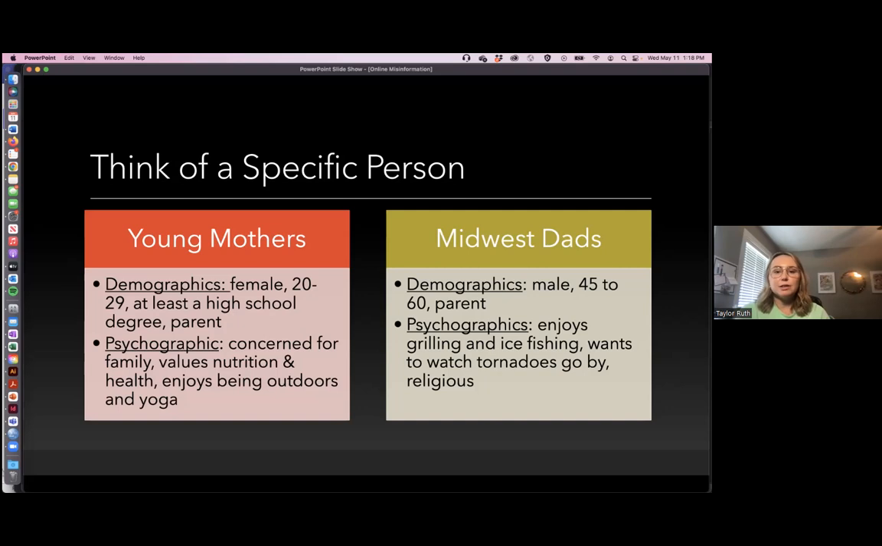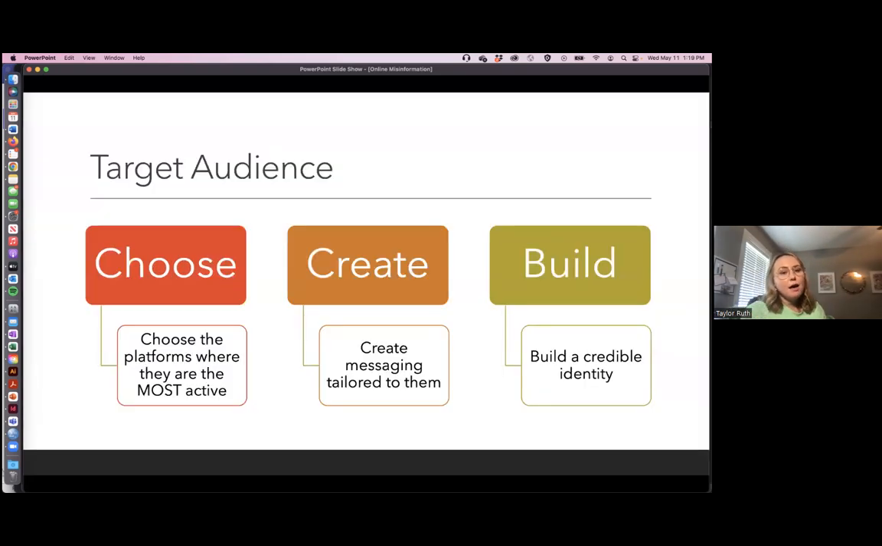So that's gonna be very different than your Midwest dad who likes to go grilling and ice fishing, tornado watcher, highly religious. They're going to interact with different content and be on different platforms as well. When you're thinking about your target audience, choose the platforms where they're going to be the most active, create messaging that is going to be tailored to them, and then build a credible identity for yourself too that's going to resonate with that audience.